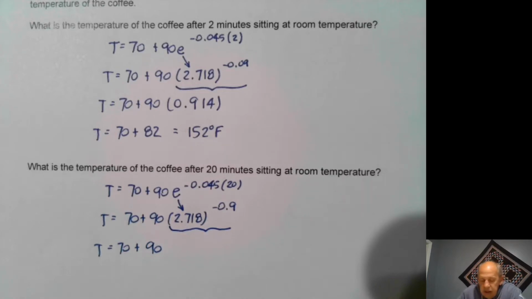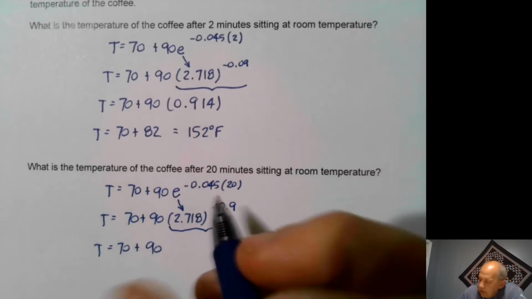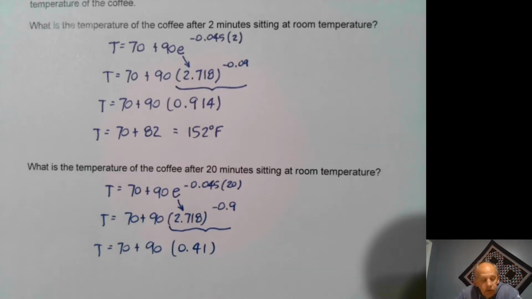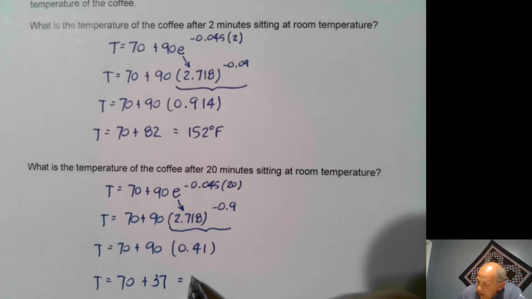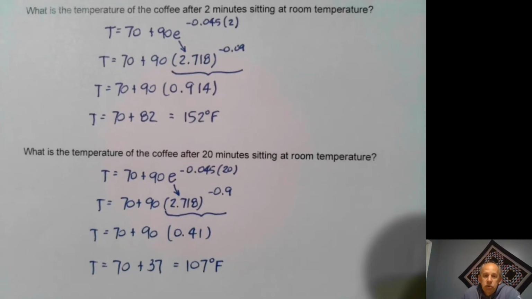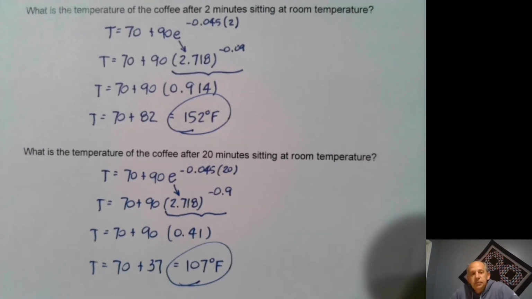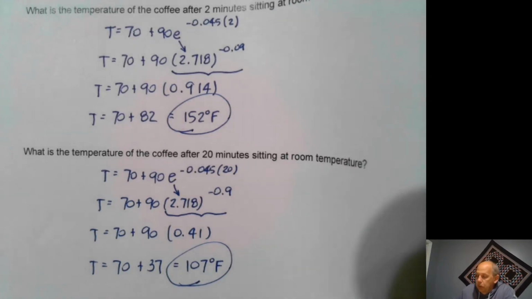This value out of my calculator, that 2.718 raised to the negative 0.9 power, is 0.47. You might want to practice that on your calculator, that e value raised to the negative 0.9 power. I'm going to have 70 plus 37. Temperature of the coffee now is 105 degrees, and that's what you might suspect. After 2 minutes, it's still hot. After 20 minutes, it's taken some time to cool off, and it's not quite as warm.